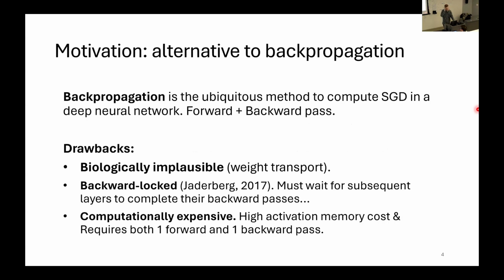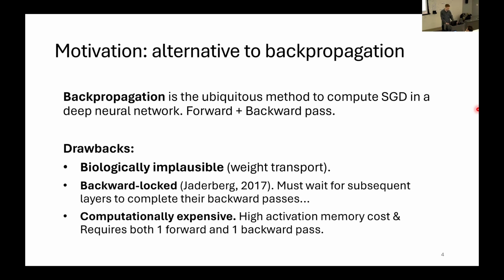Okay, so what's the idea behind forward gradient? The idea is to find an alternative to backpropagation. Backpropagation, as you know, is the ubiquitous method to compute stochastic gradient descent in a deep neural network with one forward and one backward pass. Everyone knows about it. But although it's very efficient, there are still some drawbacks with backpropagation. One is that it's biologically implausible.